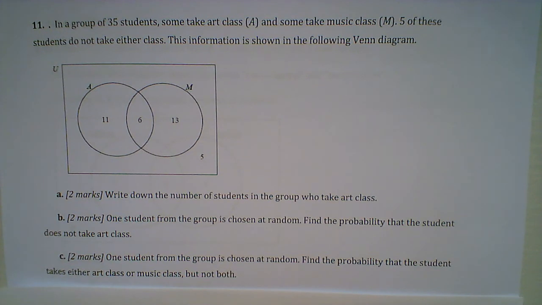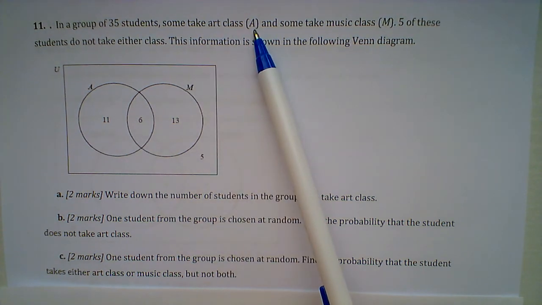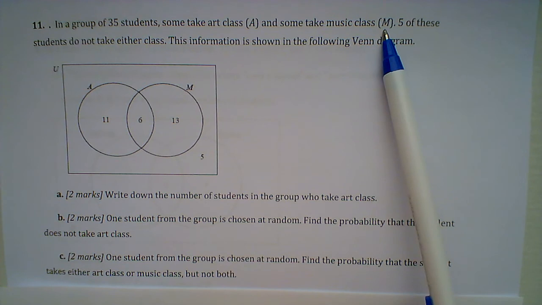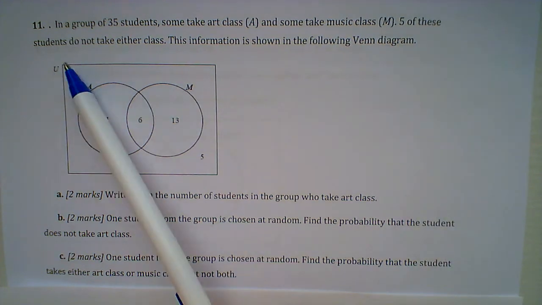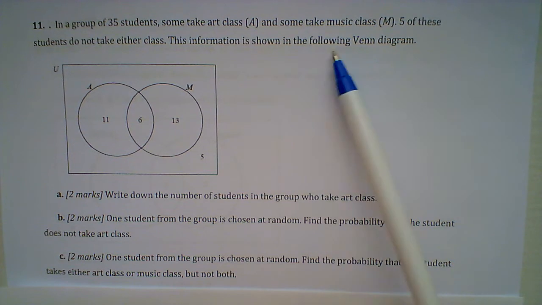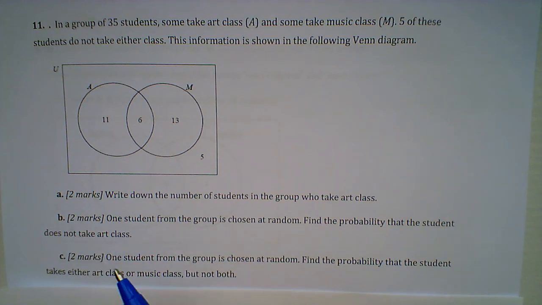In a group of 35 students, some take art class, which is going to be our A, and some take music class, which is going to be our M. 5 of these students do not take either class. The information is shown in the Venn diagram. Okay, well, I'm going to take a look at the Venn diagram before I start looking at the parts to this problem.